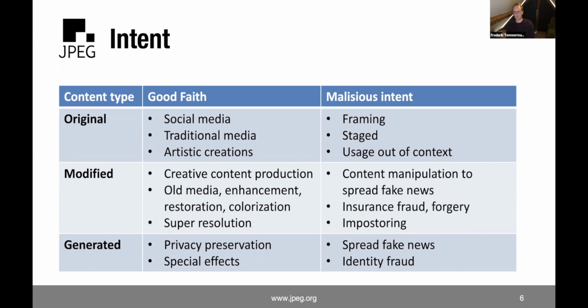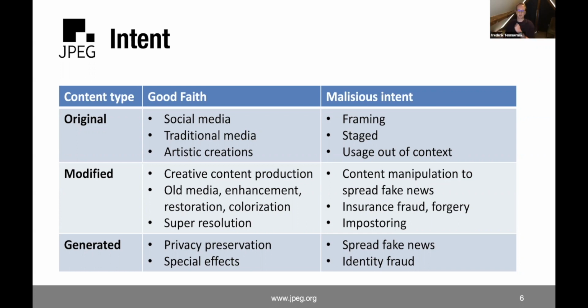Of course, all of these modifications can also be used with bad intent for manipulation, spreading fake news, for insurance fraud, impostering, and so on. And then finally, with the generated content, it can be useful to use a face of a person that does not exist for privacy reasons, for example, but also for special effects. Sometimes you don't want to risk the life of an actor, but you can generate something artificially that still looks like it is real. And then again, on the malicious side, spread of fake news, identity fraud, and so on. So there's a lot of potential misuses of generated content as well.